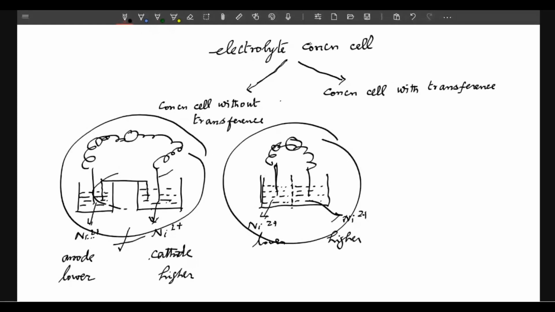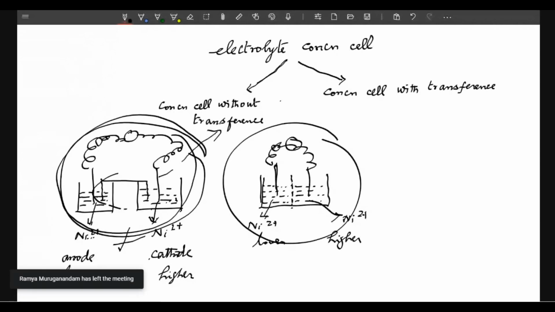Therefore, in this first cell the actual ions are not transferring, but instead the cations and anions from the salt bridge are transferred. Such a concentration cell is called a concentration cell without transference of the original cations and anions. Transference means transport, that is movement. Concentration cell with transference means the original ions are moving.